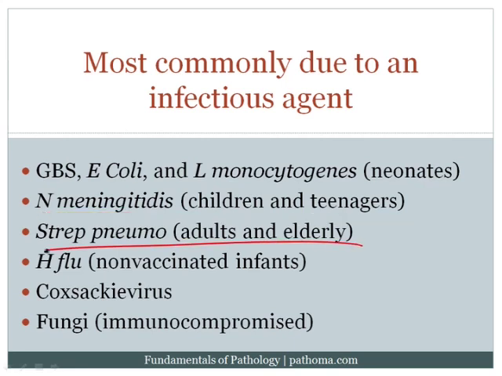Strep pneumo is the most common cause in adults and the elderly. H. flu would be a common cause in non-vaccinated infants. Board examiners like to go after that, especially with all the controversy over immunizations. Coxsackie virus is the most common viral cause of meningitis. It has a fecal-oral transmission. And then fungi can cause meningitis in immunocompromised individuals.